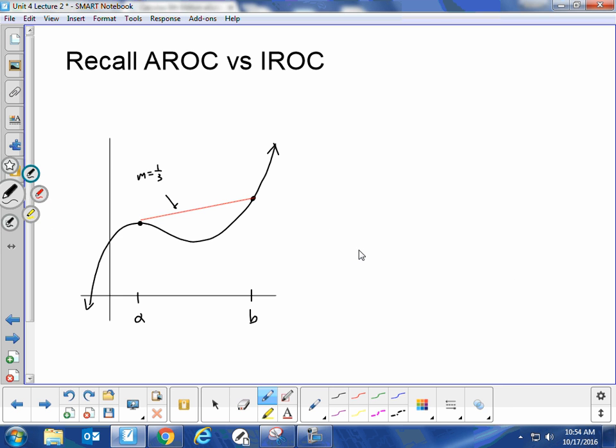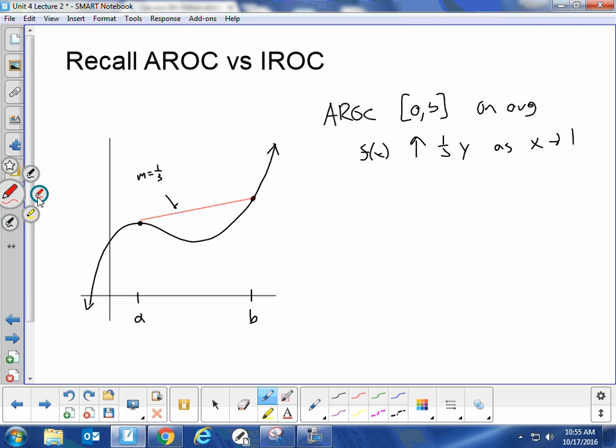Well, let's recall average rate of change versus instantaneous rate of change. Let's recall the kind of statement that we could write when we're talking about average rate of change or instantaneous rate of change. If we have an average rate of change equal to 1/3, we would say that on the interval from a to b, on average, f of x went up 1/3 of a y unit as x went to the right 1 unit.